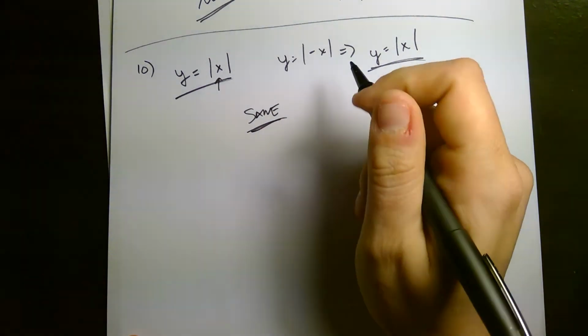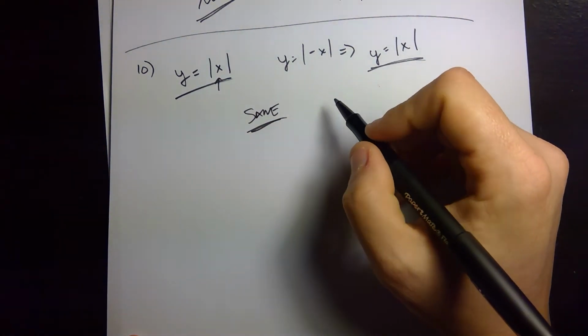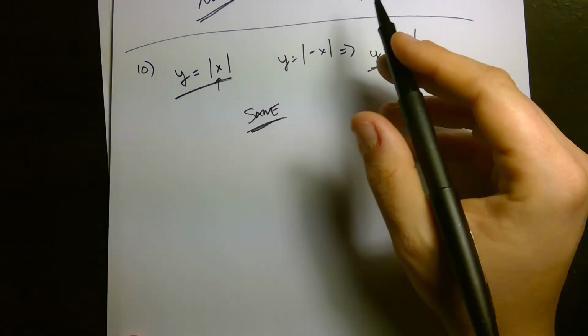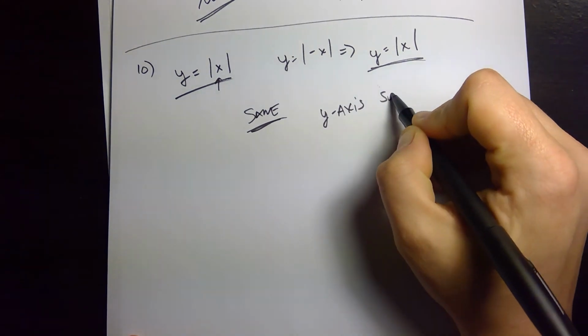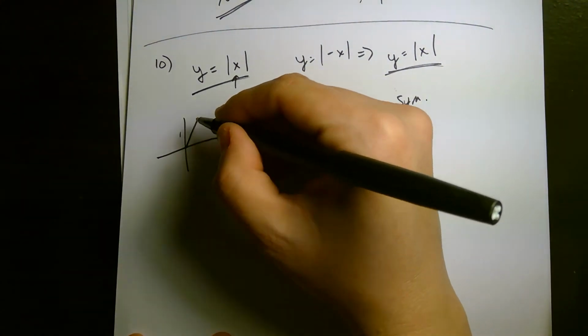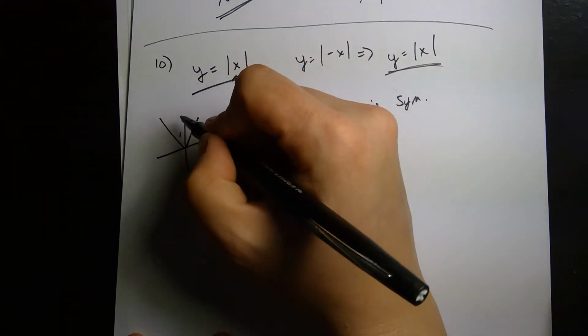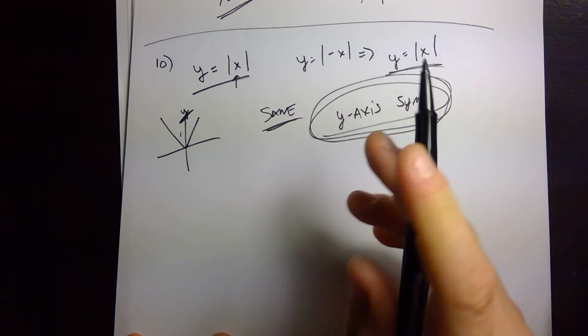And so we know from our odd, even, neither business that this is an even function, so to speak, or an even equation, I suppose. And because of that, we have y-axis symmetry. And a way to check yourself, you could say, hey, I already know what the absolute value of x looks like. It looks like this. And since this is the y-axis, bam, y-axis symmetry. Done.